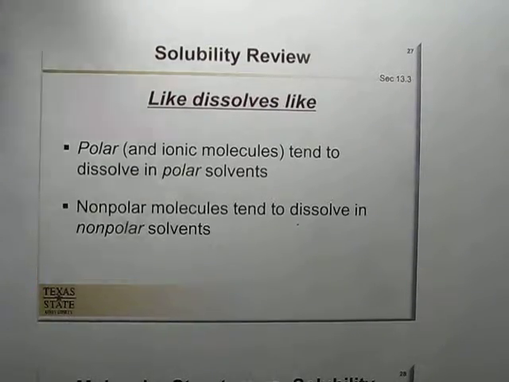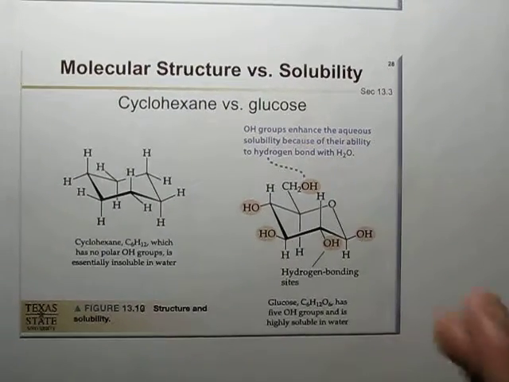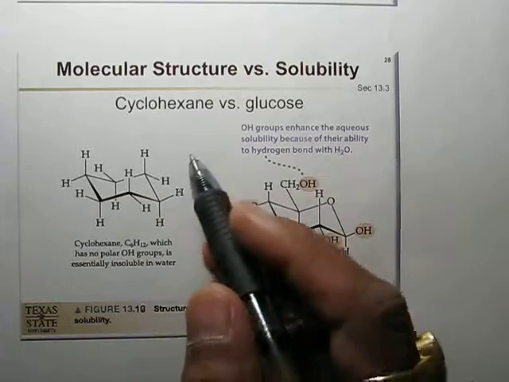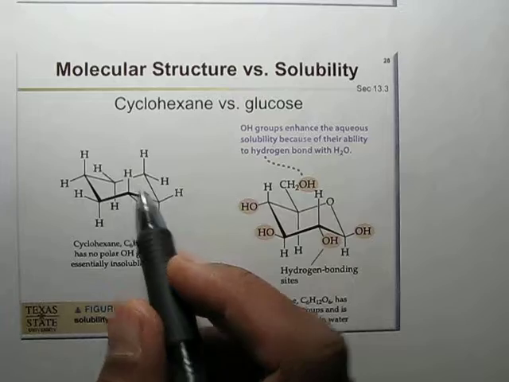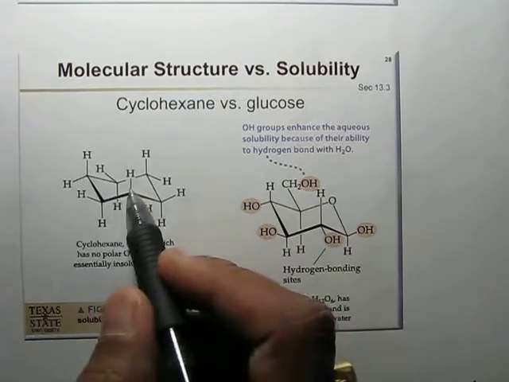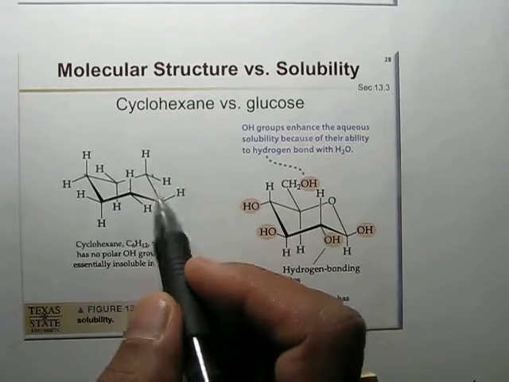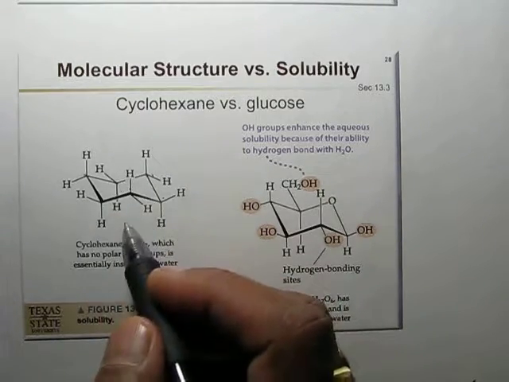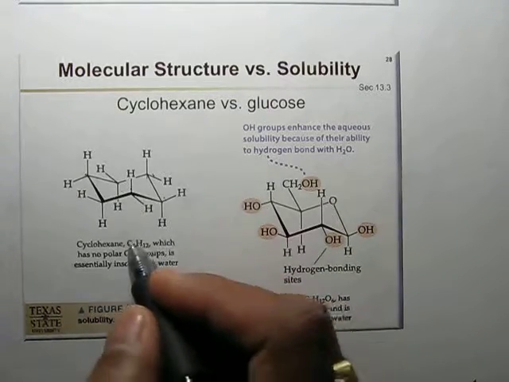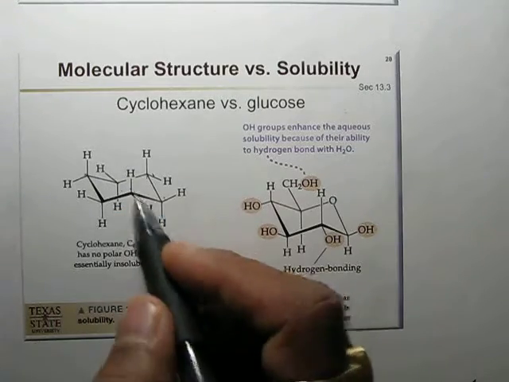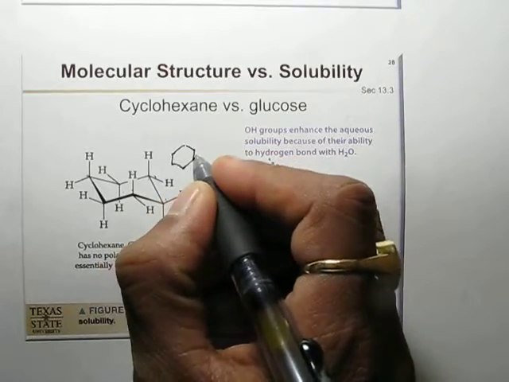Next, how does the molecular structure affect the solubility? For an example, cyclohexane versus glucose. This is the structure of cyclohexane, where each corner represents a carbon. So 1, 2, 3, 4, 5, 6. There are 6 carbons, and a total of 12 hydrogens. You can also draw this structure like this, as one hexagon.